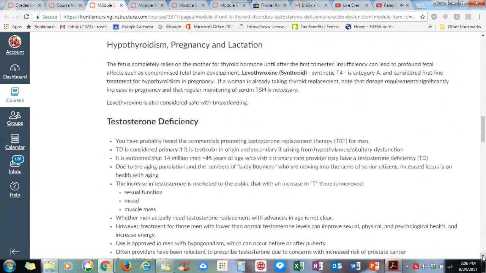Hypothyroidism, pregnancy, and lactation. The fetus relies on the mother for thyroid hormone until after the first trimester. Insufficiency can lead to profound fetal effects, such as compromised fetal brain development. Levothyroxine, which is synthetic T4, is category A and considered first-line treatment for hypothyroidism in pregnancy. If a woman is already taking thyroid replacement, note that dosage requirements significantly increase in pregnancy and that regular monitoring of serum TSH is necessary.